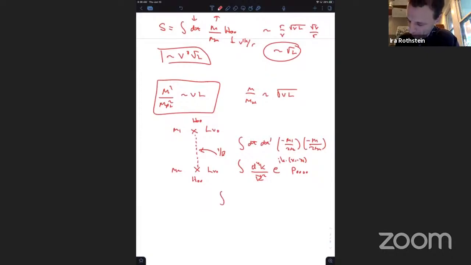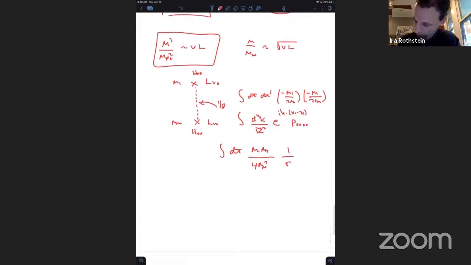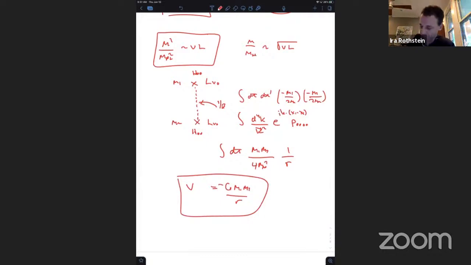So you can just do this integral, and it becomes m1 m2 over 4 m Planck squared. I'm not keeping track of the overall factors. And then there's a 1 over r. So as you might guess, this just gives back V is G M1 M2 over R, just as we got before.